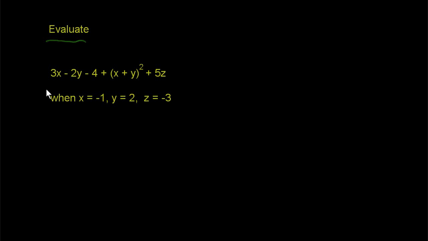Welcome back. Let's see what I get. I'm just going to do it out here to the side. I think I'm going to get a -3 there, a -4 there, and another -4. Inside the parentheses, I'm going to have a +1, and that's going to be squared, so that's going to be +1. And 5 times -3 is -15.